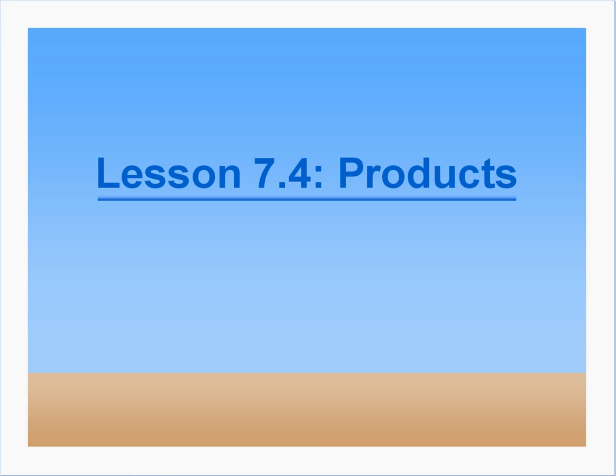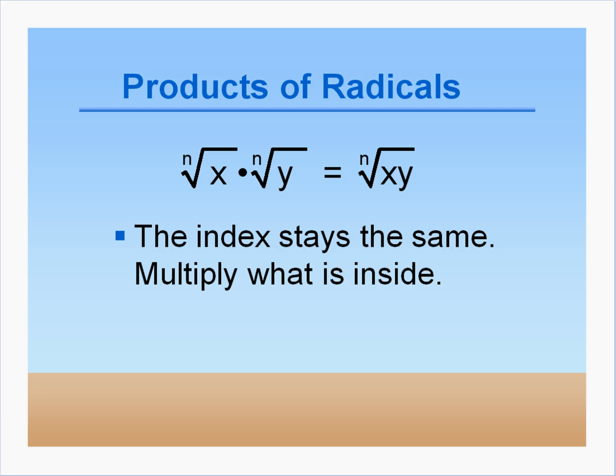So in this lesson, we're going to be looking at products of radicals, or problems involving radicals. The main idea of this product rule is that if you have the nth root of x times the nth root of y, and they have to have the same index, that's going to be the nth root of x times y. The index stays the same. Don't do anything with this index when you multiply. The index stays the same when you multiply what's inside.